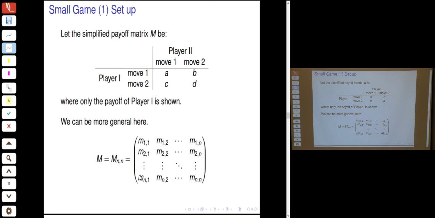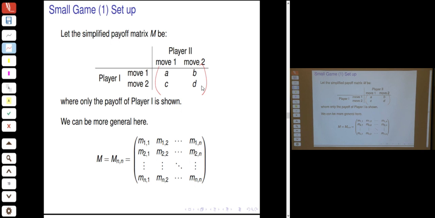So, we will discuss a small game. A two-person zero-sum game with each player having two options, player 1 and player 2, and the two strategy choices, let's call them move 1 and move 2, and the payoff matrix is described as in here. Notice that since it is a zero-sum game, only the payoff for the first player is shown, and it is understood that the payoff for the second player is the negative of the payoff for the first player.